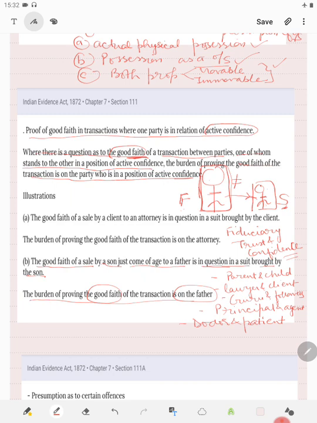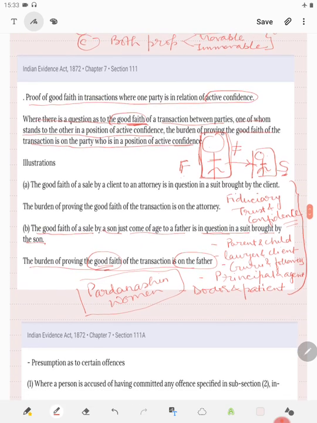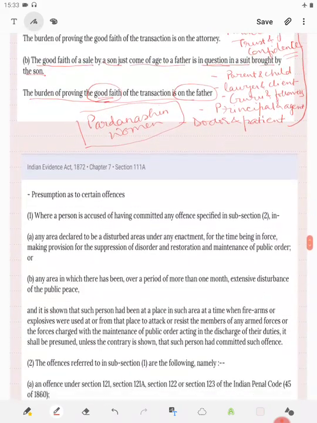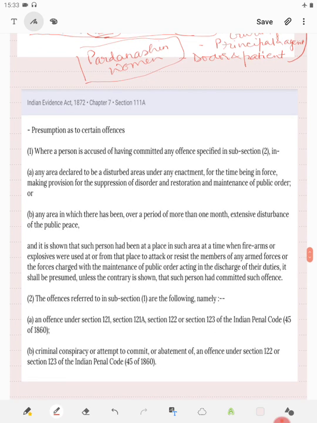So these types of relationships are those where there is a fiduciary relationship. If there is a contract with a parda nashin woman, then in that case also there is a fiduciary relation, and the other party has to prove good faith; the burden of proof that there was good faith is on that person.